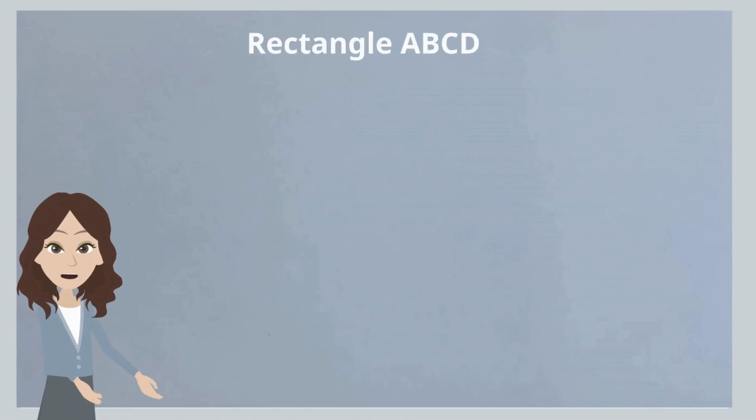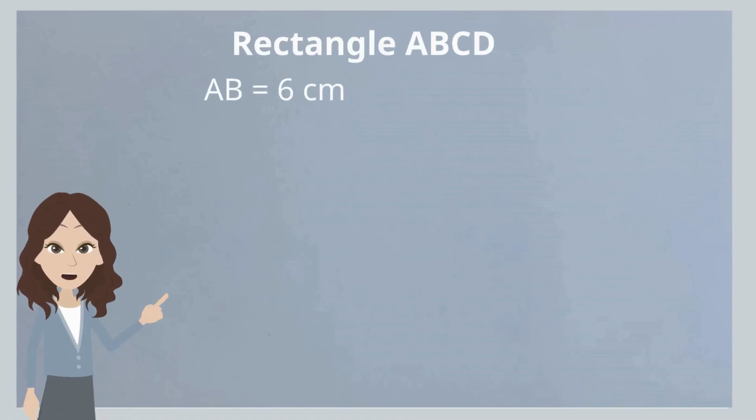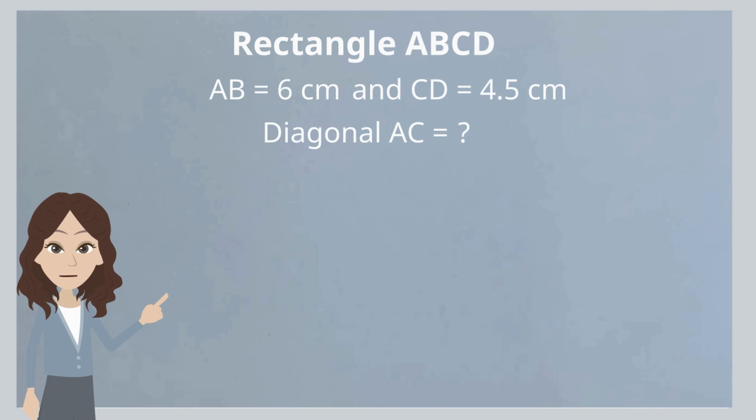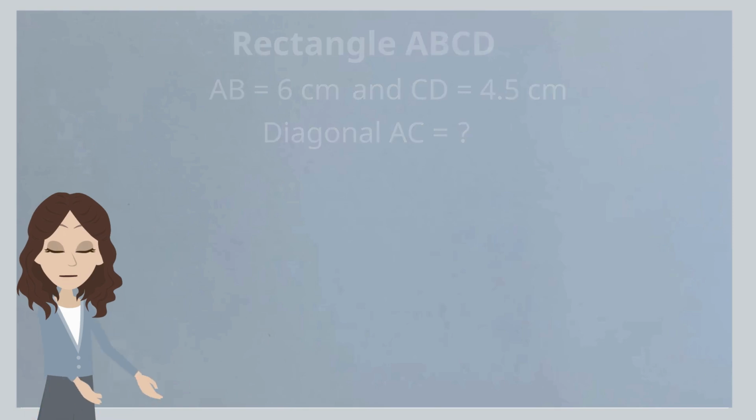Consider a rectangle ABCD where AB is 6 centimeters and CD is 4.5 centimeters. What is the length of its diagonal AC? Let's construct rectangle ABCD to find out.